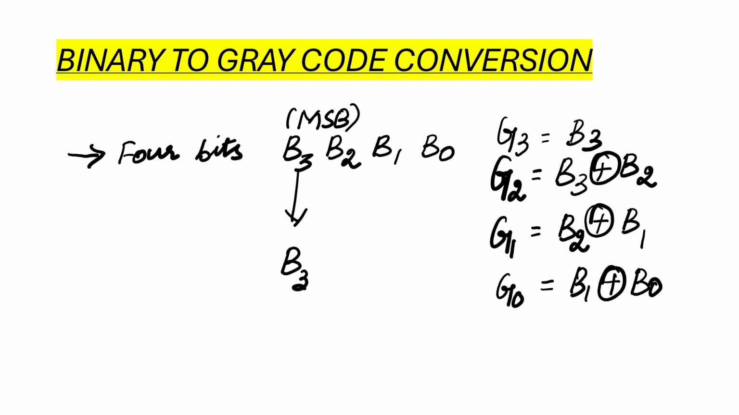Binary to gray code conversion: for example, 4 bits are there, B3, B2, B1 and B0. The MSB will be the same, G3 equals B3. For G2, we will XOR B3 and B2. For G1, we will XOR B2 and B1. For G0, B1 and B0 will be XORed. We should do the XOR operation between 2 bits.